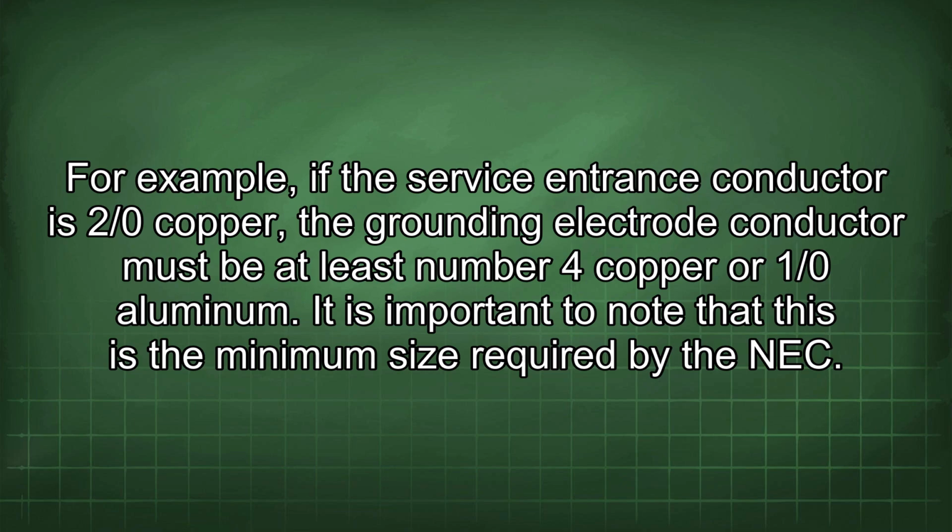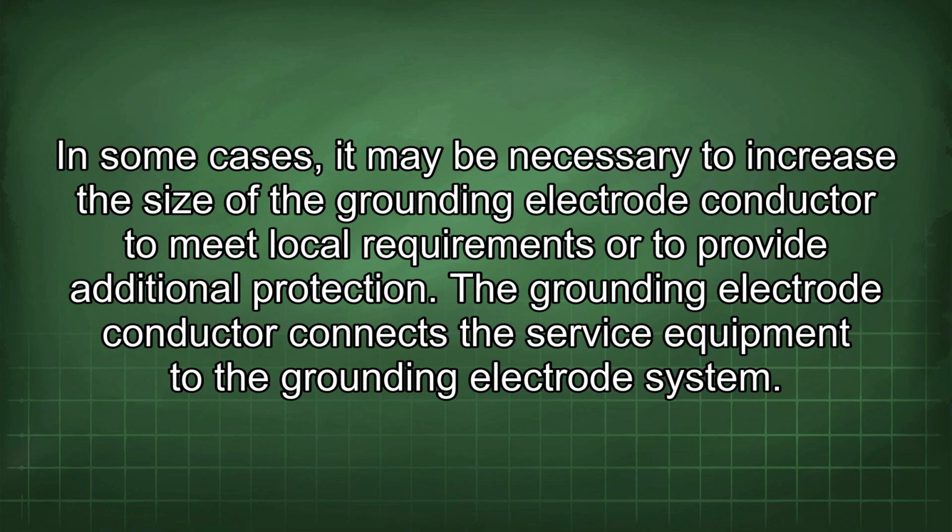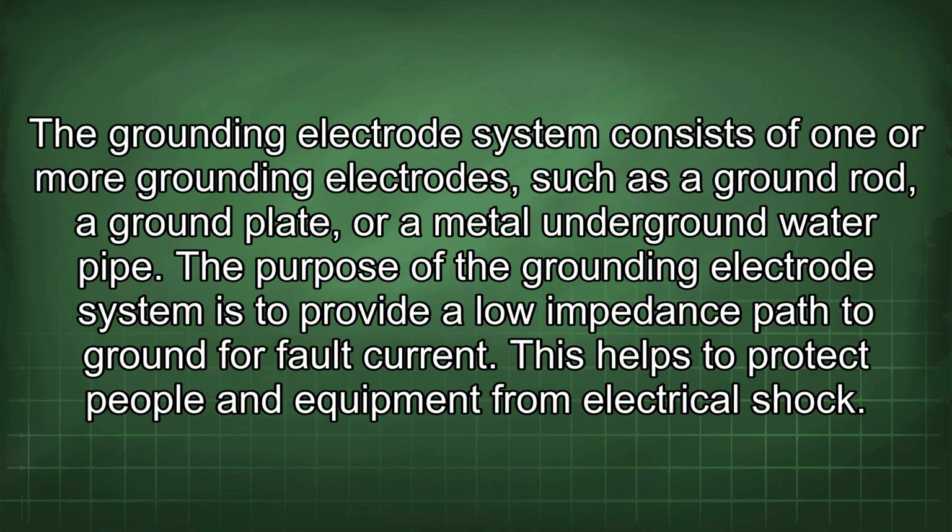It is important to note that this is the minimum size required by the NEC. In some cases, it may be necessary to increase the size of the grounding electrode conductor to meet local requirements or to provide additional protection. The grounding electrode conductor connects the service equipment to the grounding electrode system. The grounding electrode system consists of one or more grounding electrodes, such as a ground rod, a ground plate, or a metal underground water pipe. The purpose of the grounding electrode system is to provide a low impedance path to ground for fault current. This helps to protect people and equipment from electrical shock.